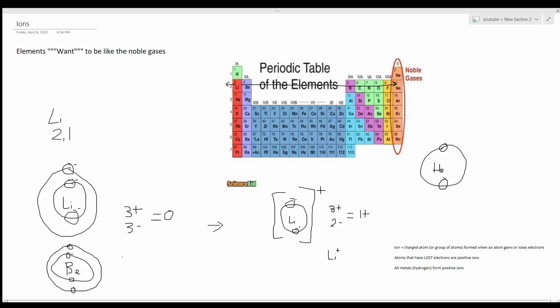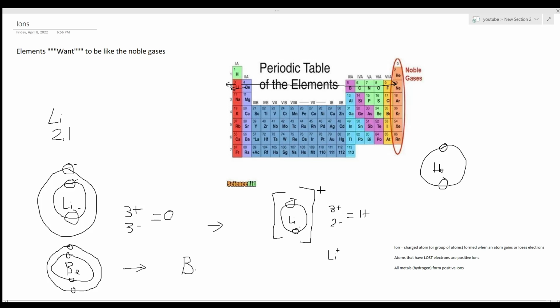Welcome back. I don't know if you actually paused the video. So that's what it looks like. It wants to be stable. What can it do? Well, it's quicker to go down by 2 than up by 6, so it's going to try to be like helium as well. So it is going to lose 2 electrons this time. So it's going to lose 2 electrons.